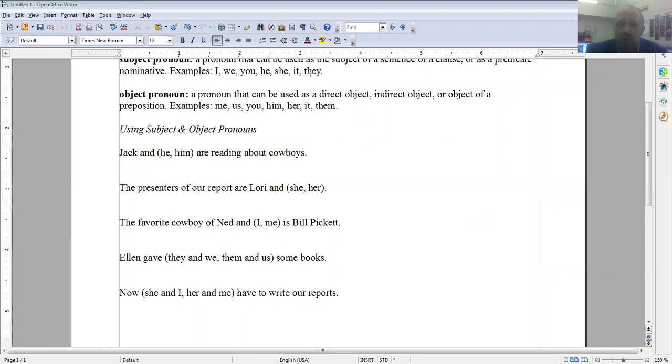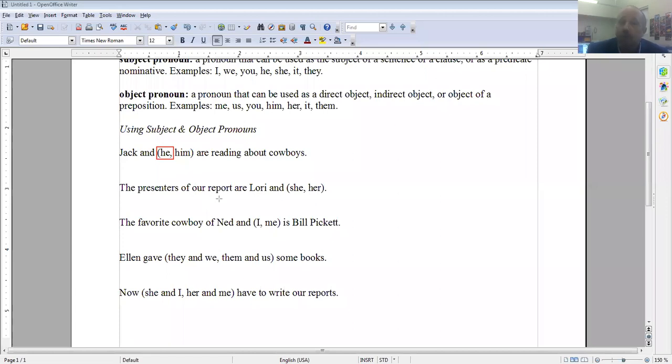All right, so if we look at the first one, it says Jack and either he or him are reading about cowboys. All right, so what I need to do is go back to sentence analysis a little bit here. I notice, for example, that my verb is are reading. And then I ask the question, well, who are reading? And that's Jack. So subject Jack and he or him, I have to use a subject pronoun. Jack and he are reading about cowboys.